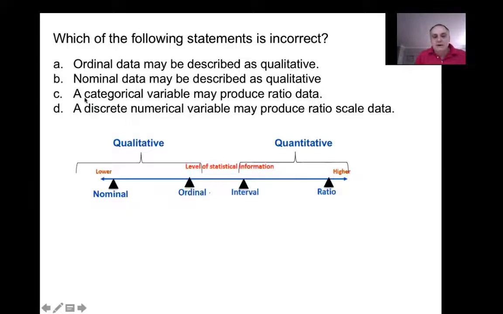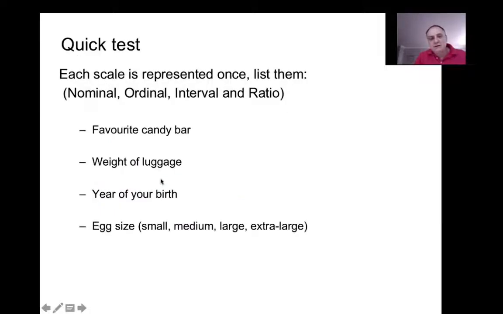Let's go to, a categorical variable may produce ratio data. Can categorical falls over here. Can it do ratio there? Nah. A discrete numerical variable may produce ratio scale data. Discrete ratio, yes. So the incorrect one would be this one, number C. Okay, so important with this really is understanding qualitative is there and quantitative is there.